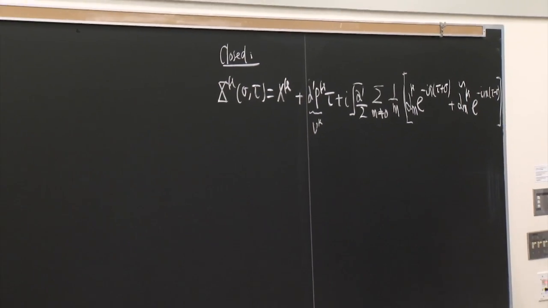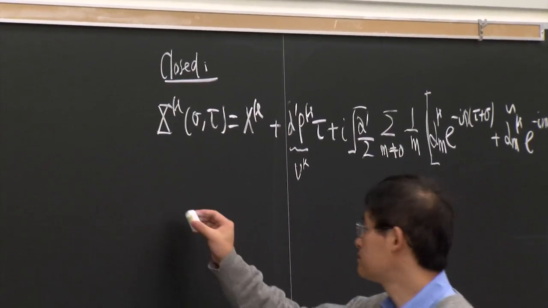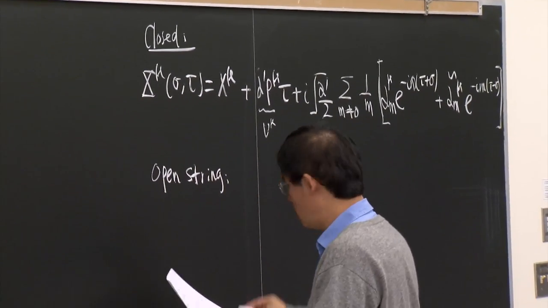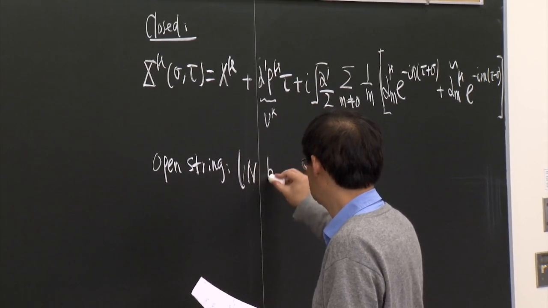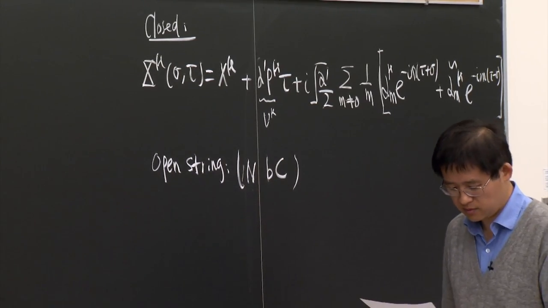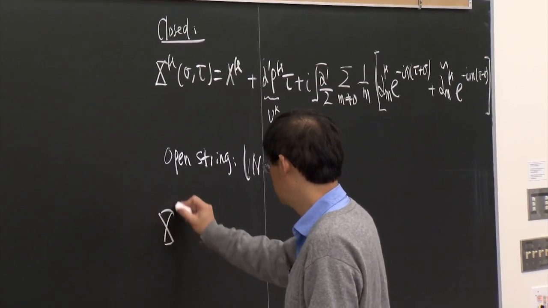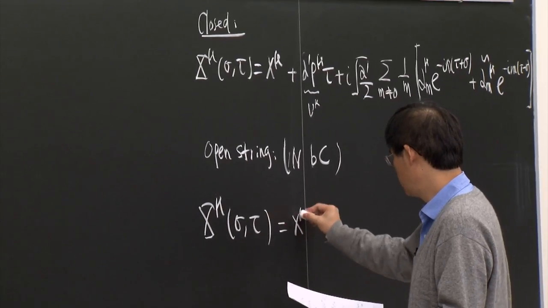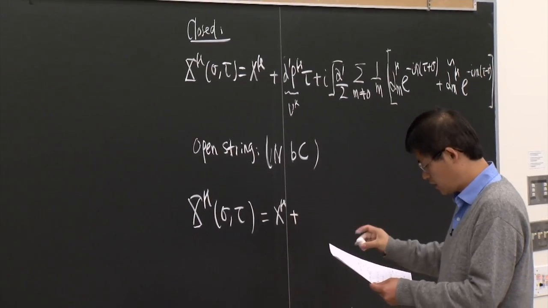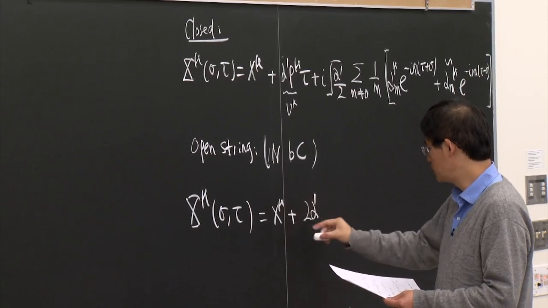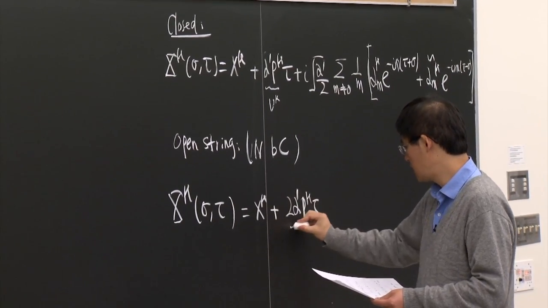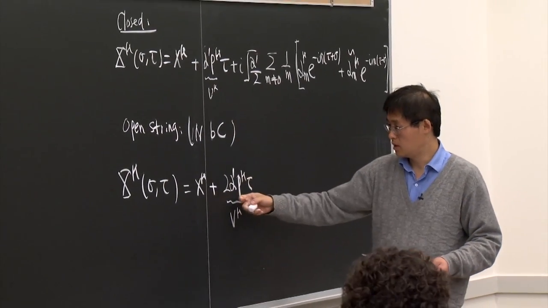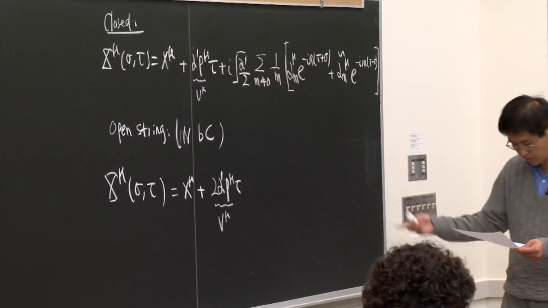Similarly, for the open string, if you use the Neumann boundary condition, then again I substitute the explicit expressions for XL and XR. So now it becomes 2 alpha prime P mu tau. Again, this is our previous V mu. This 2 is related to the open string sigma only going from 0 to pi rather than 2 pi.